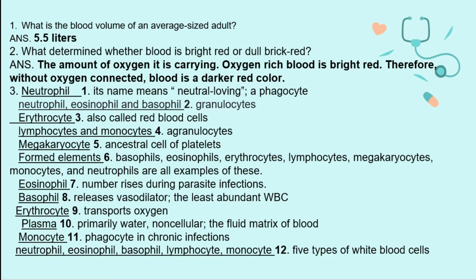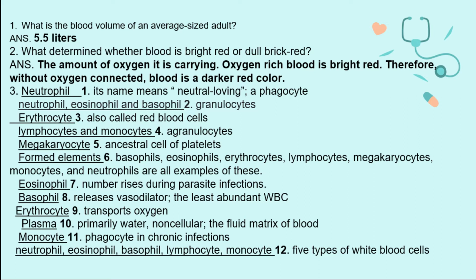For number 2, what determines whether blood is bright red or a dull brick red? Our answer is the amount of oxygen it is carrying. Oxygen-rich blood is bright red. Therefore, without oxygen, blood is a darker red color.